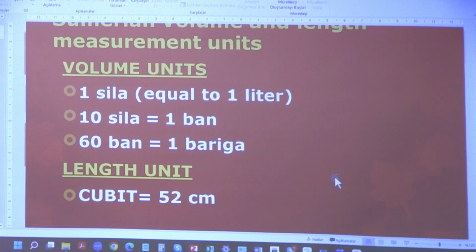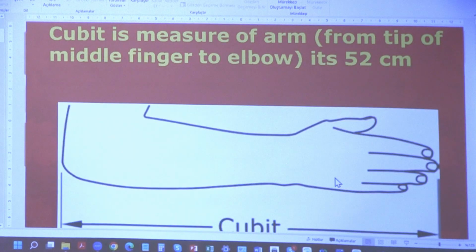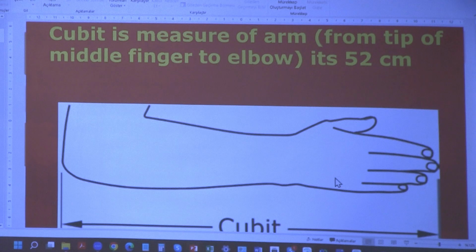When we look at the length unit, cubit is also well known around the world. Does anyone know what cubit is, how long it is, the length of cubit? Yeah. It is the distance between the middle finger and your elbow. Okay, so this is the definition of cubit.